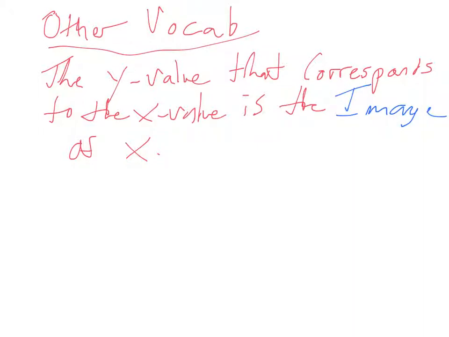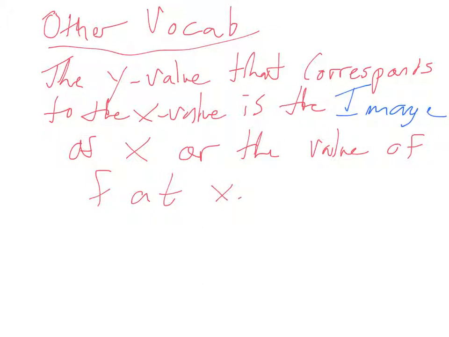Another thing it's called is the value of the function. Gotta go ahead and erase it using the eraser. All right. It's called the image of x, or the value of f at x. So the value, and actually I'll make this one blue too, because the value is sort of the vocab word I'm getting at here. So we use the word image and value in that sense.